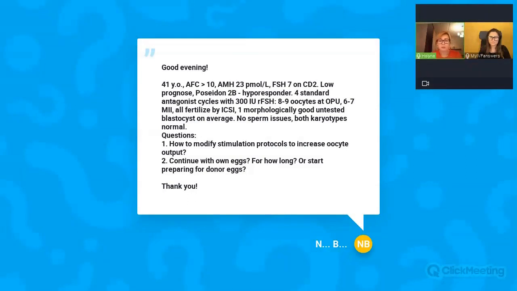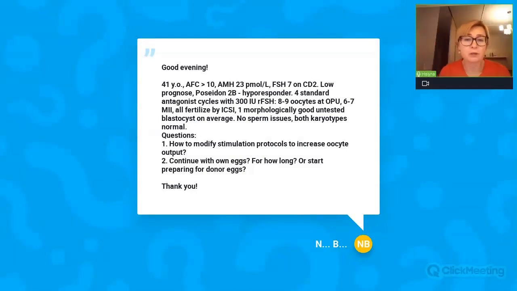Mostly this situation is more or less typical with patients after 40, 42 years old. There may be several problems in this situation. First, a low blastocyst formation rate: 7 M2, all fertilized by ICSI, and only one morphologically good blastocyst. It means that the embryos don't develop well and don't go to the blastocyst stage.